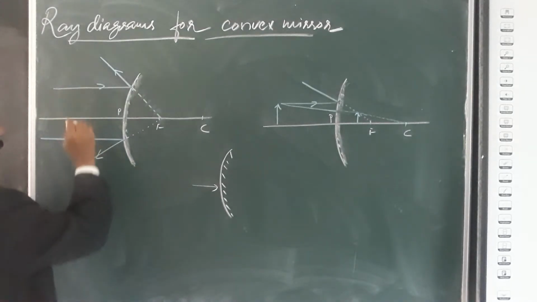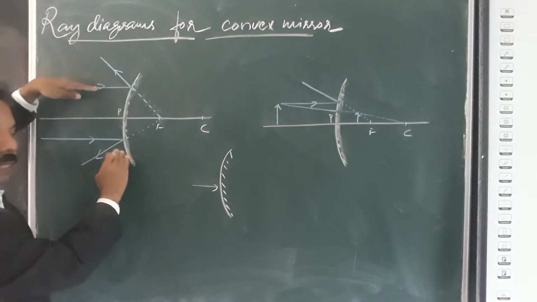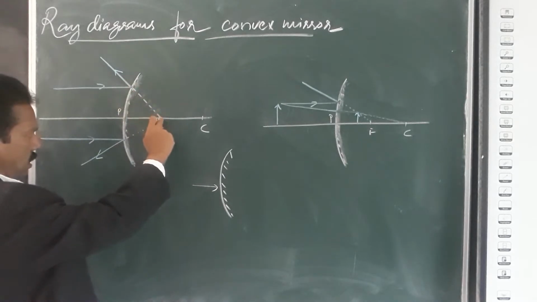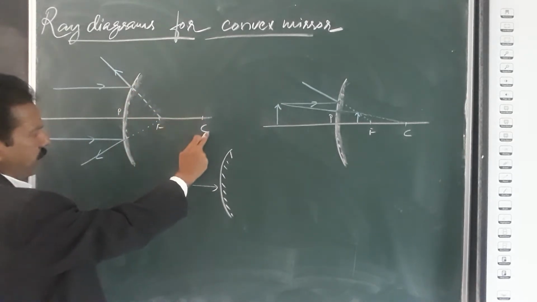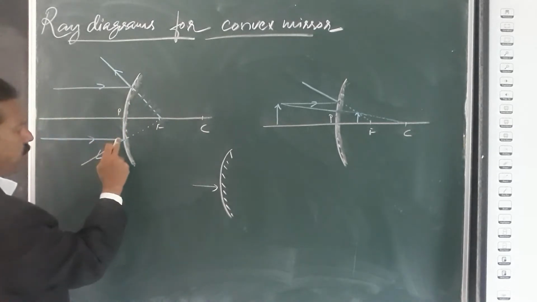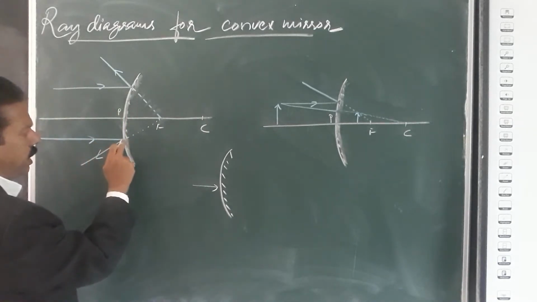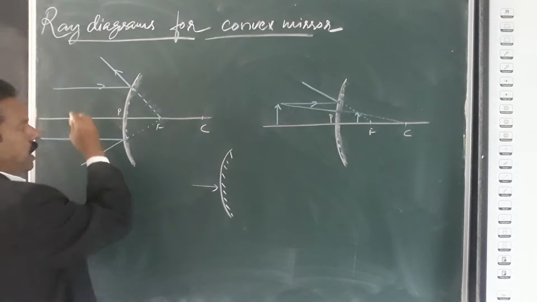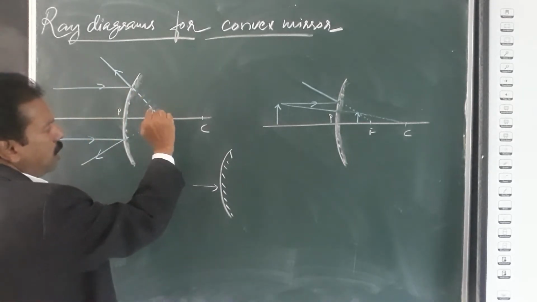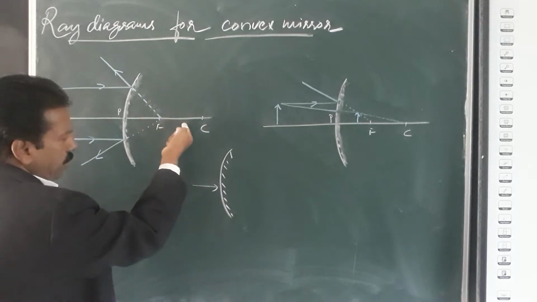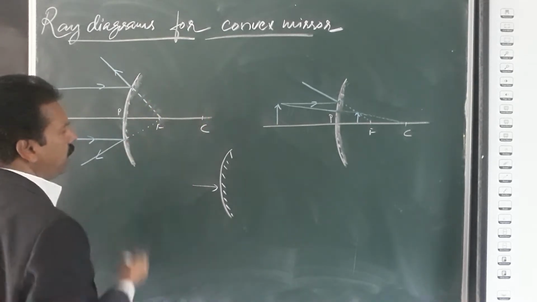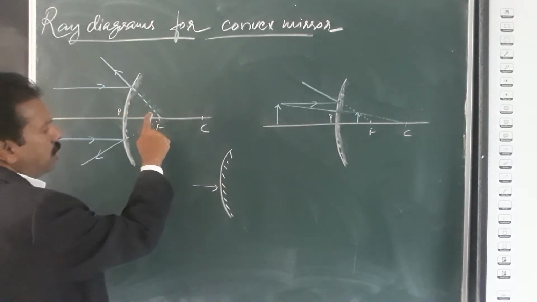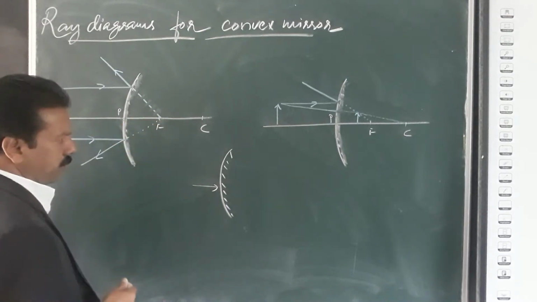Any object at infinity will produce two parallel rays. One ray is diverging like this, but it appears to diverge from the focus. This is the focus, this is the center of curvature, and this is the pole. One more ray is diverging like this, but it appears to diverge from the principal focus. When the object is at infinity, the image is at the focus, inside the mirror, a virtual image on the right side of the mirror. It is a virtual, highly diminished, point-sized image.